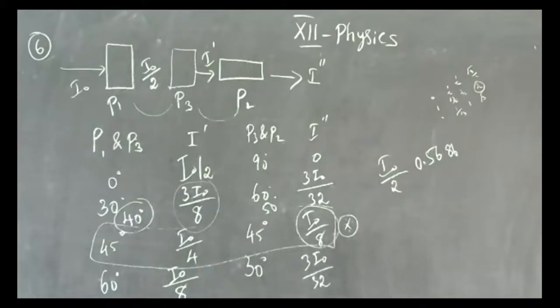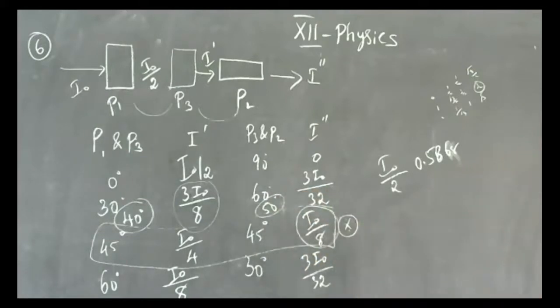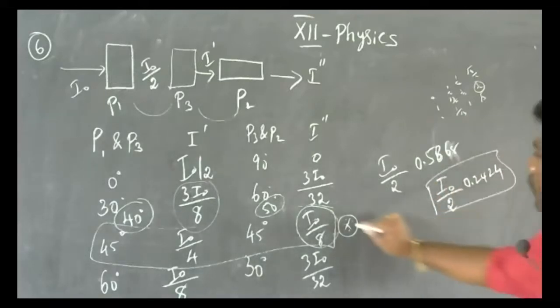0.5868. The intensity of the light ray in this case is 0.5868. And once again here the angle is 50 degree. So final intensity of the light ray is nothing but I naught divided by 2, 0.2424. The final intensity is nothing but 0.2424. And you compare this value with the third result.